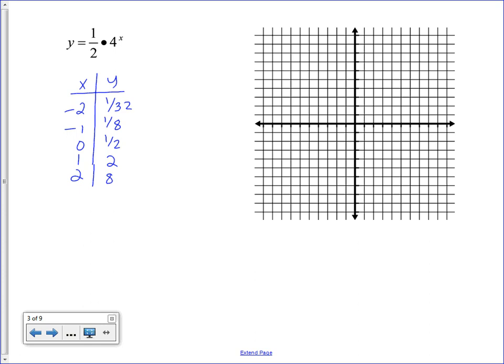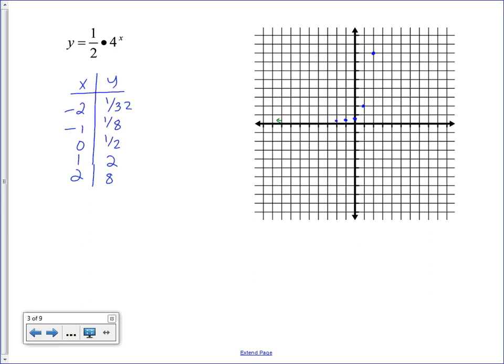So each of these is a point on the function. We can graph it and see that, again, none of our y values are negative. At -2, we're only at 1/32, which is already so close to the x-axis you can hardly see. And then 0, 1/2, and then 1, 2, and then 2, 8. So here's an example of one that shoots up super fast because our base is a 4. When our base is a 4, the graph gets up really high really quickly.